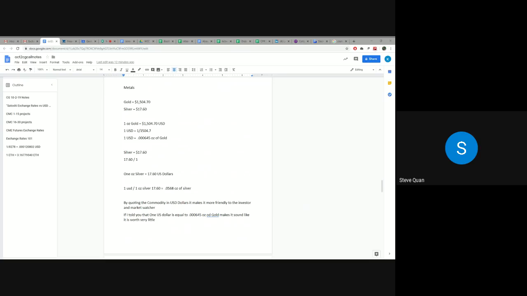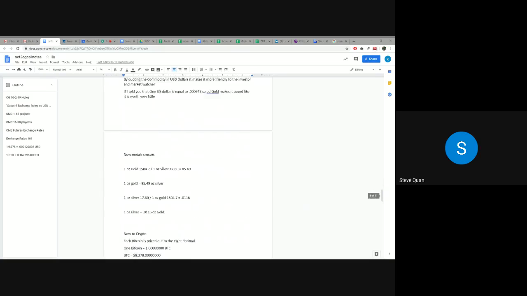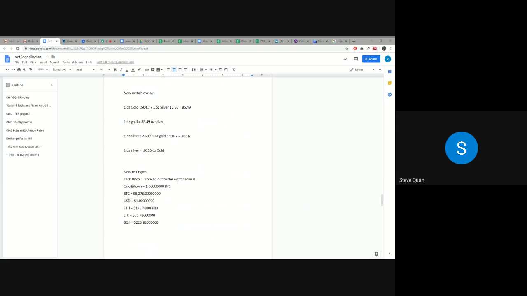So we've gone over some basics in metals and exchange rates. Now, Carl, if you could forward 1 page. Here's where we move from things that we're used to to things where we might not be as used to. So we know that gold is 1504. We know that silver is 17.6. So it takes 85.49 ounces of silver to buy 1 ounce of gold, or exchange rather. Flip it the other way, 1 ounce of silver divided by 1505. 1 ounce of silver is 0.0116 ounces of gold.